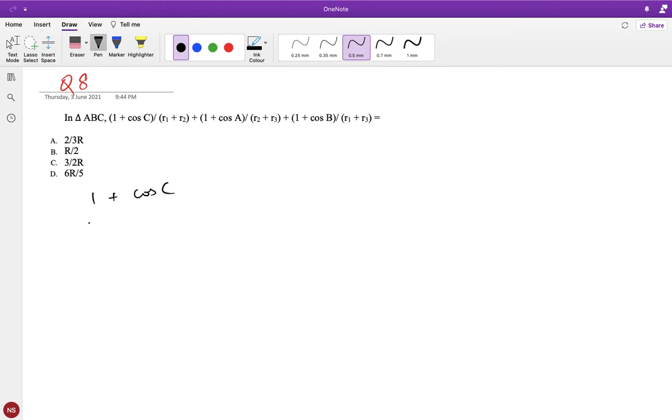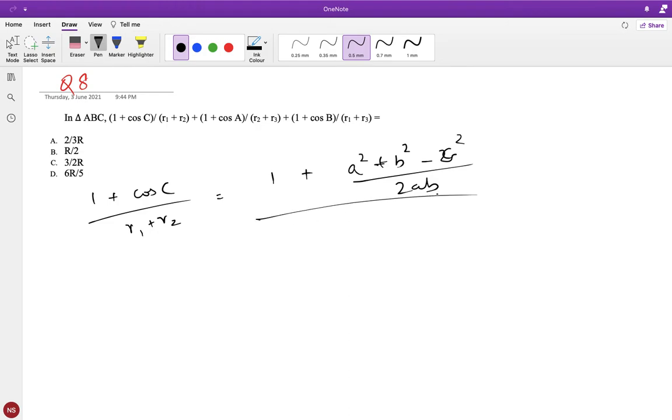I will first look at this R1 plus R2. We know the formula for cosine is a square plus b square minus c square by 2ab. R1 is delta by s minus a. R2 is delta by s minus b. Delta is area of triangle, s is semi-perimeter.